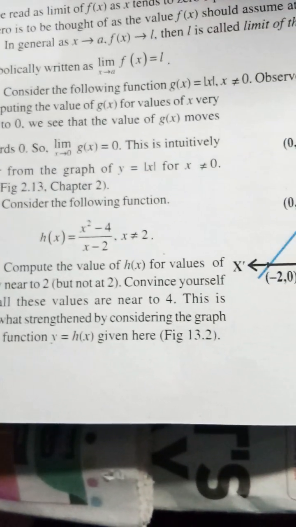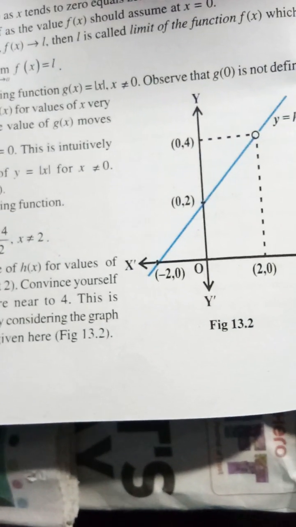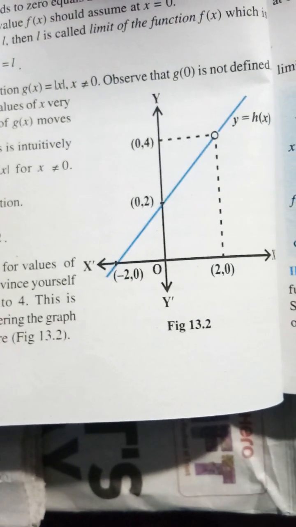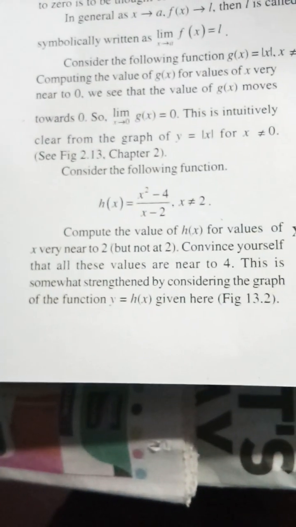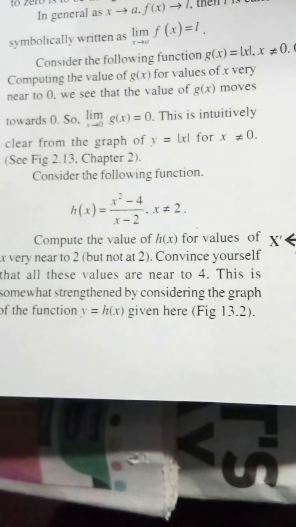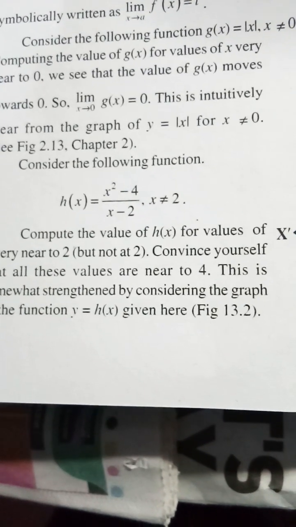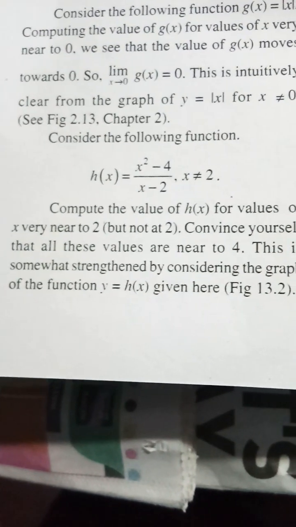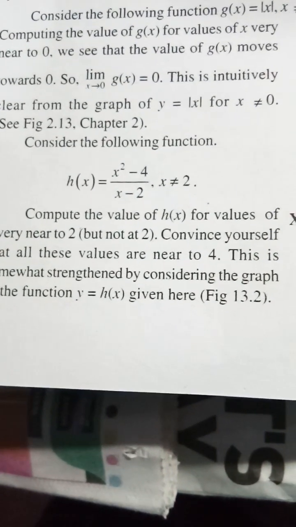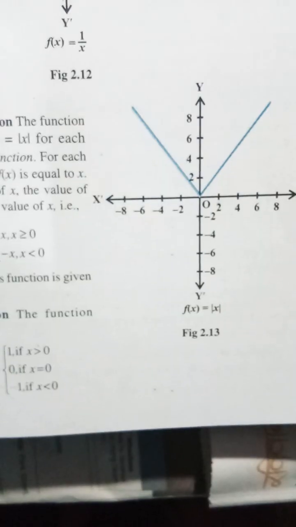Consider the following function g(x) is equal to |x|, x is not equal to 0. Observe that g(0) is not defined. Computing the value of g(x) for values of x very near to 0, we see that the value of g(x) moves towards 0. So limit x tends to 0 of g(x) is equal to 0. This is intuitively clear from the graph of y is equal to |x| for x is not equal to 0. See figure 2.13, chapter 2.